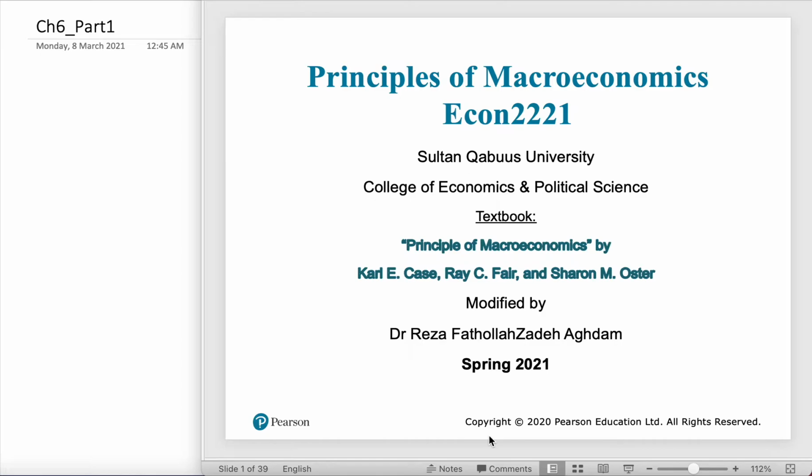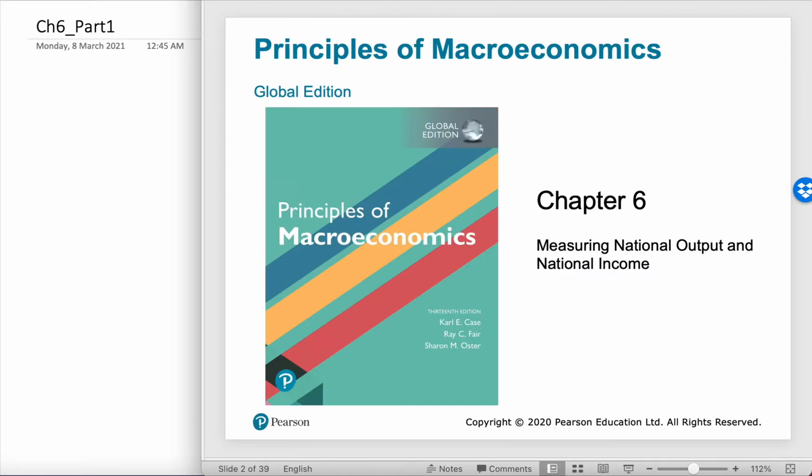In this video we start chapter 6. This would be part 1 of chapter 6, and chapter 6 is actually one of the most important chapters for studying macroeconomics. If you remember, we said there are three major phenomena or concerns or problems which in macroeconomics we try to basically understand and explain, and the number one was aggregate output, right?